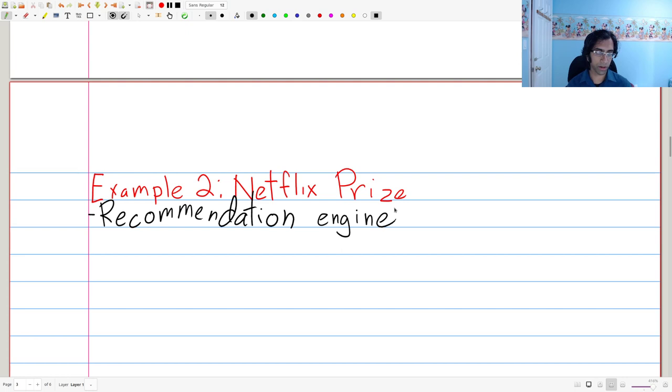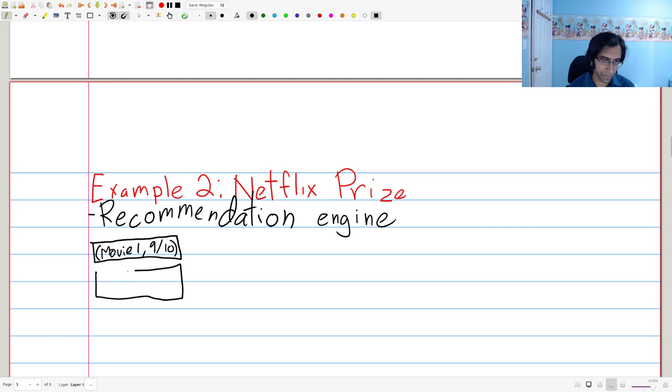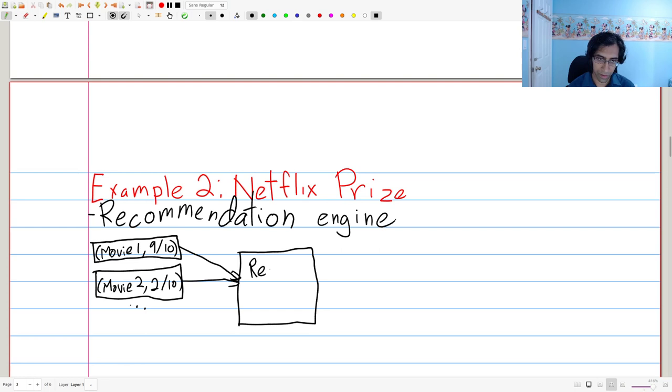So what does the recommendation engine look like? The idea is you would have some information about each user. They watched movie one and gave it 9 out of 10. Maybe they watched movie two, and they gave this a 2 out of 10. You basically have the information about the movies they watched and so on. And you put it into this algorithm here. This is the recommendation engine. And out of it pops a recommendation like, you would like, I don't know, movie five.